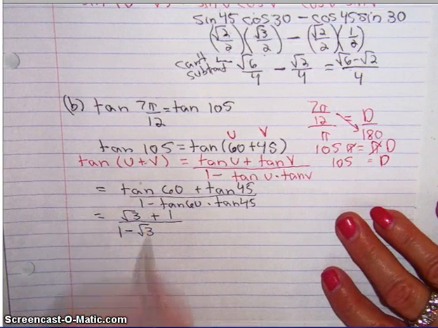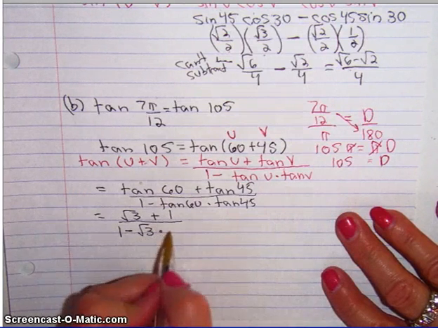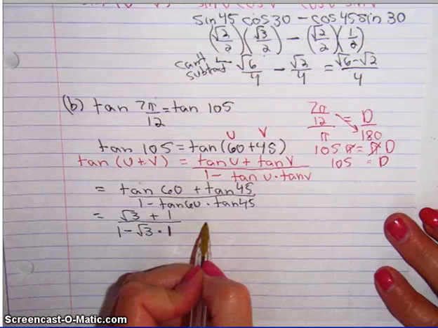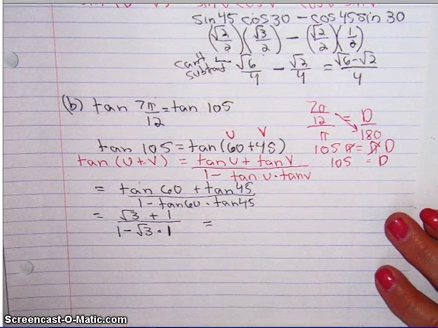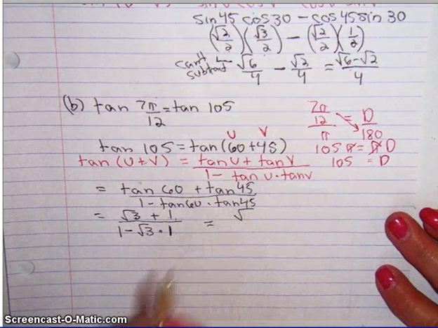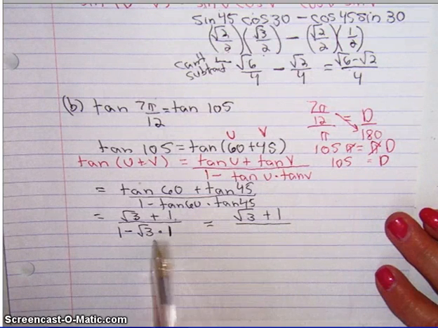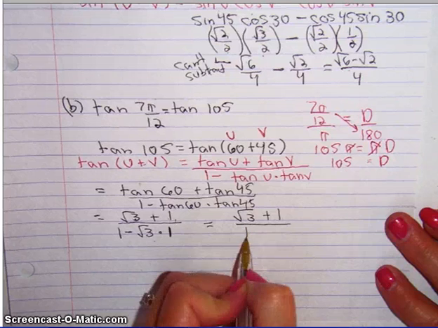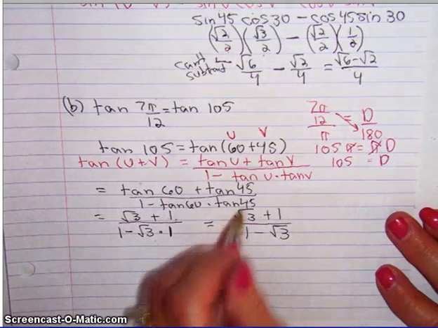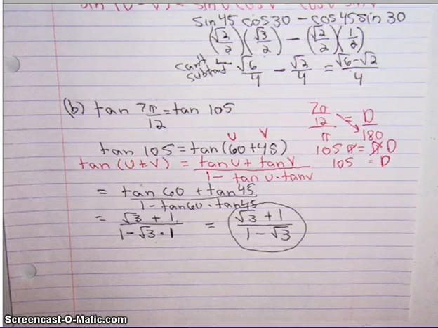Root 3 times tangent at 45 is 1. Okay. All right. Now, what do I need you to do with this? You can't add roots to things without roots. So the numerator is what it is. Root 3 plus 1. On the bottom, 1 times root 3 is root 3. Now, don't worry about rationalizing these. I'm fine with this. So you are done here.